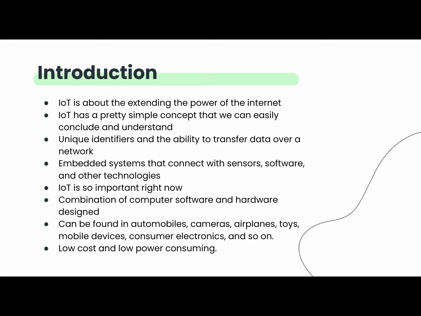Other than that is the embedded system. Actually, this is the combination of computer software and hardware designed for a specific function within a larger system. It can be programmable and has fixed functionality. For instance, it can be found in automobiles, cameras, airplanes, toys, mobile devices, consumer electronics, and so on. Embedded systems are computing systems that can range from having no user interface, or UI, to being low cost and low power consuming. Besides, they can also be used in a real-time operating environment and use a real-time operating system, known as RTOS, to communicate with the hardware.